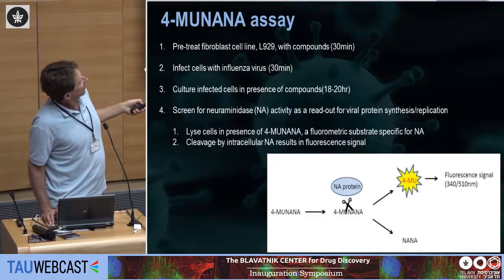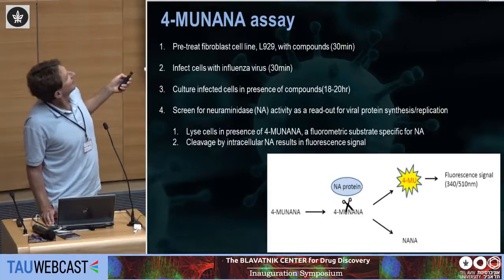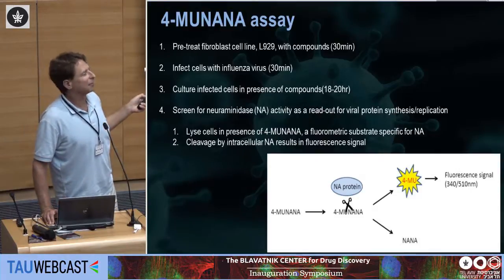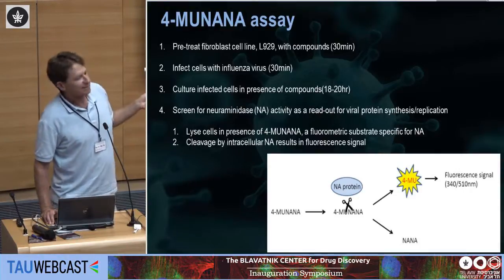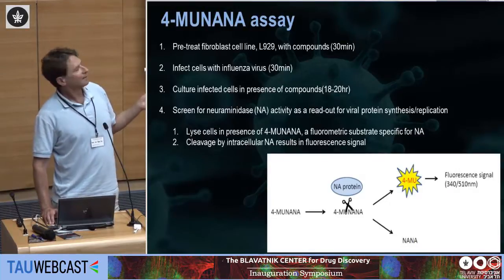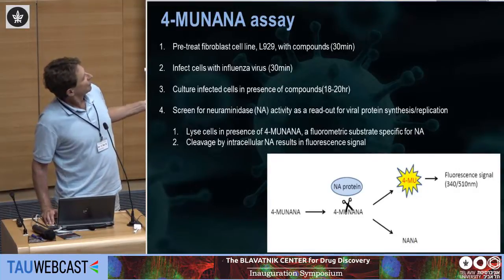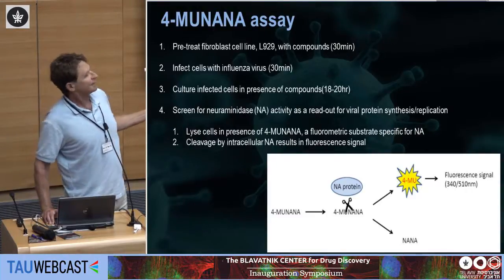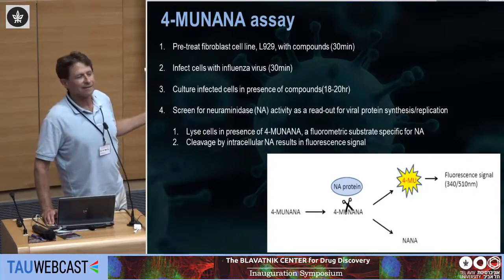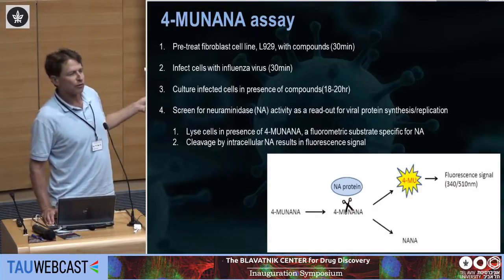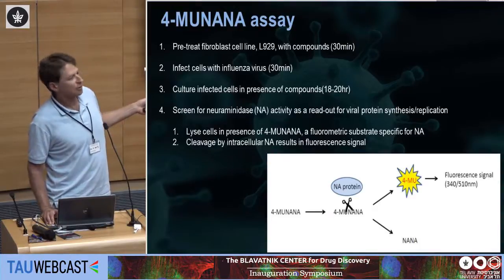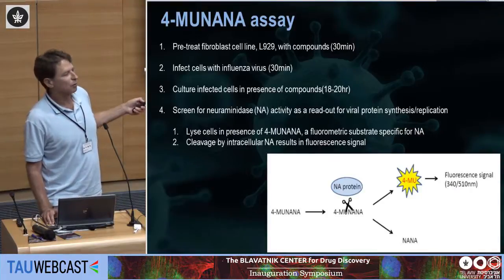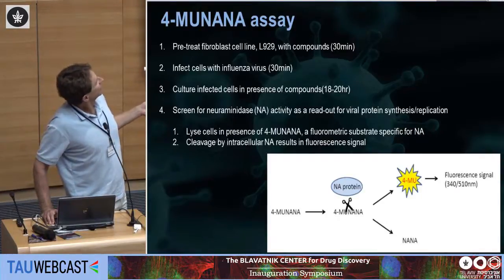And that's what the results look like. The assay is called the Munana assay. I hope I pronounce it well. Anyway, the point of this assay is that the Munana substrate is cleaved by the neuraminidase. So that's a way to quantify the amount of neuraminidase in the system, and that scales with the number of viruses. So the more viruses there are, the stronger the activity is. And based on that, it's possible to measure blockage of the channel.